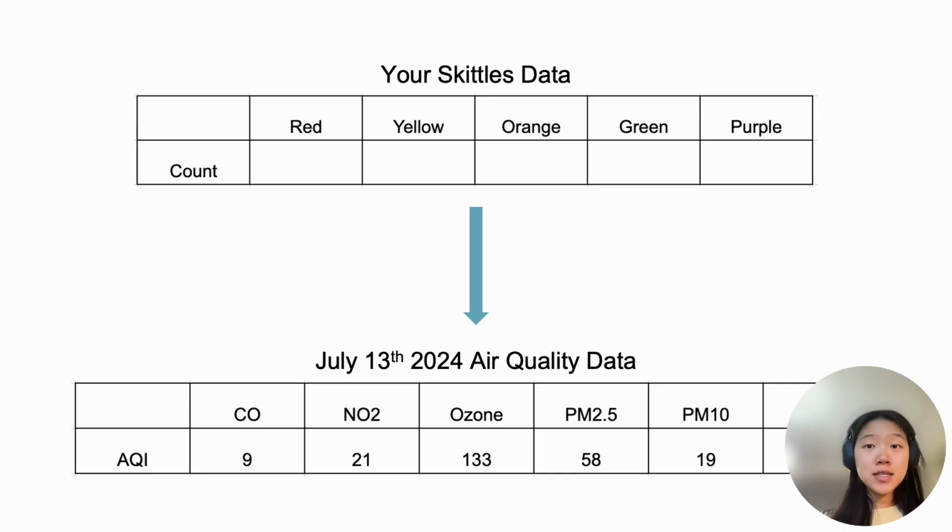After this concept is clear, now it's time for the real-world data. You can use the Atlanta data here or find your local city's data on the EPA website. Have students identify the driver pollutant and the AQI of the day from the table using the same logic as the Skittles.